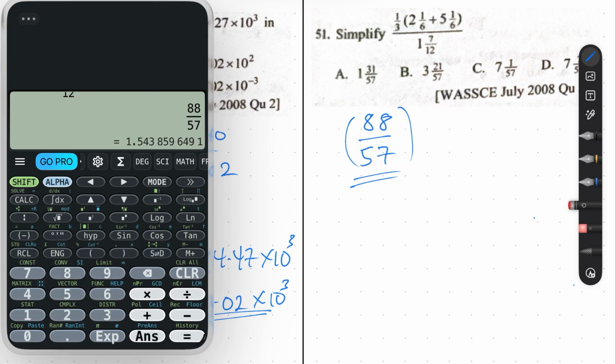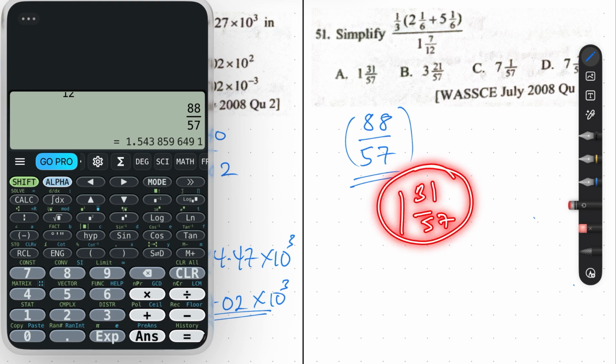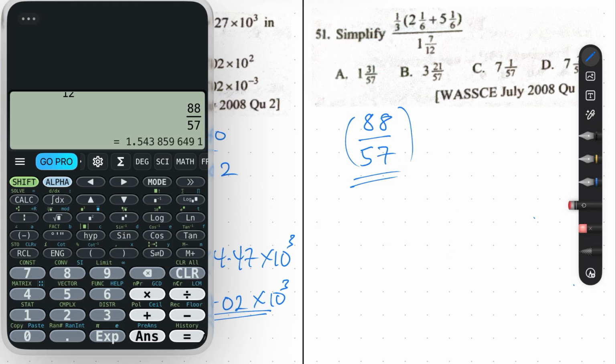So 57 goes into 88 once, and then the remainder will be 88 minus 57, which will be 31, right? So we have one whole number 31 over 57. This is our answer. So let's write it down. One whole number 31 over 57. This is our answer. Cool. Let's see if we can solve more questions if we have more time.